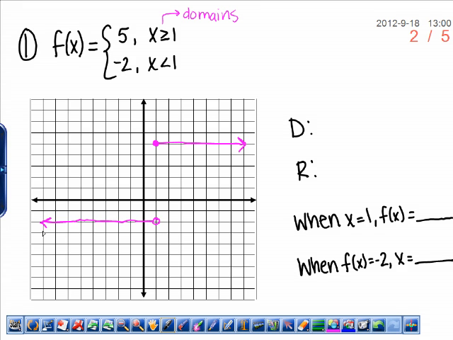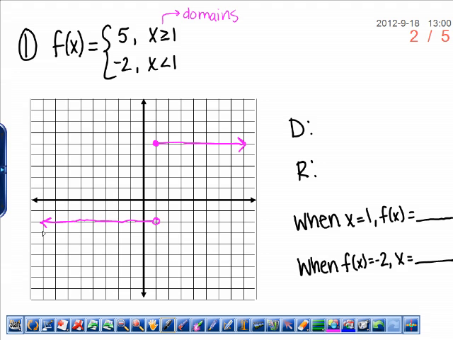The bottom ray is open because at 1, notice 1 is not part of your domain of the bottom function. It's for all x values less than 1, not equal to. Other questions? Okay, so this is a function. This is a piecewise function.